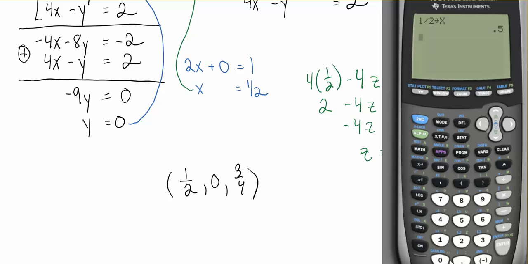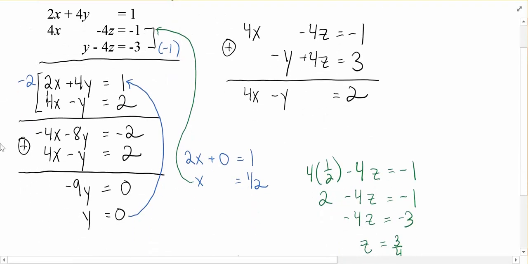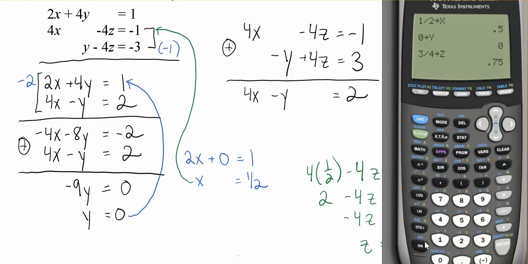Enter. I'm going to convince it that the y value is 0 by doing 0 store alpha. The number 1 has the y there. So we've stored 0 into y. And then I'm going to store 3/4 into z. In doing this, I'm going to go ahead and scroll back to my original problem now. This is going to make checking our work a lot easier because now I can just type the original problem of 2x plus 4y. When I hit enter, I'm hoping to get 1, and I do.